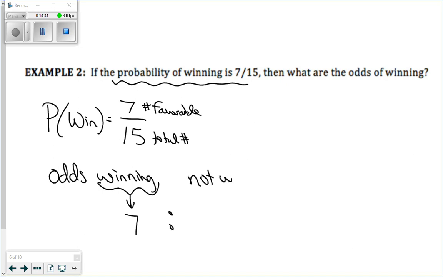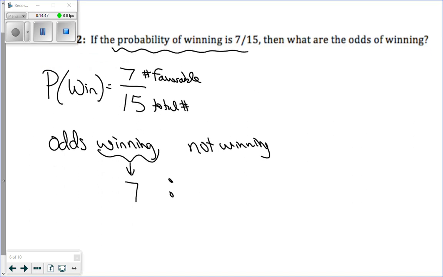Not winning comes second. So if 7 is for winning, and remember, these two numbers have to add to give the total, what's the number against winning? 8. So are the odds in your favor of winning? No, because the first number is smaller than the second number.